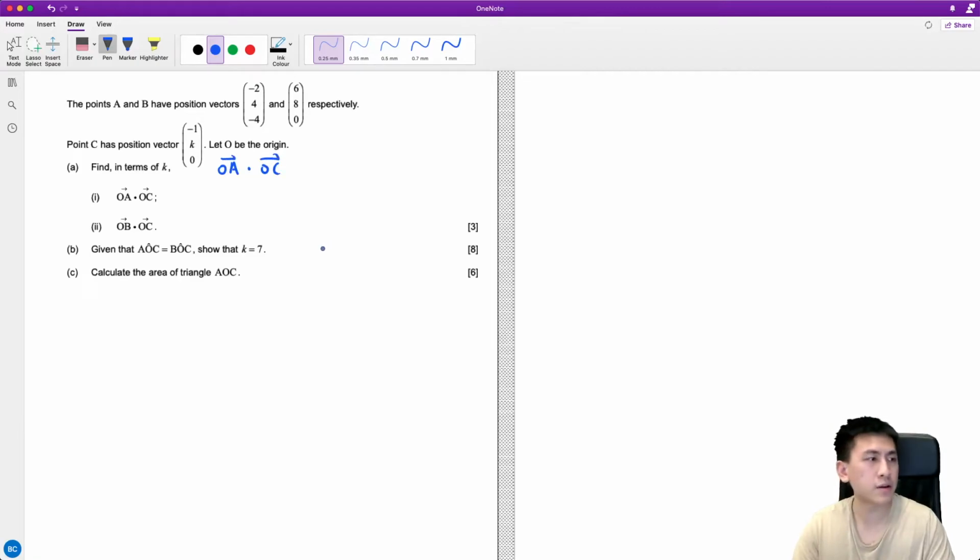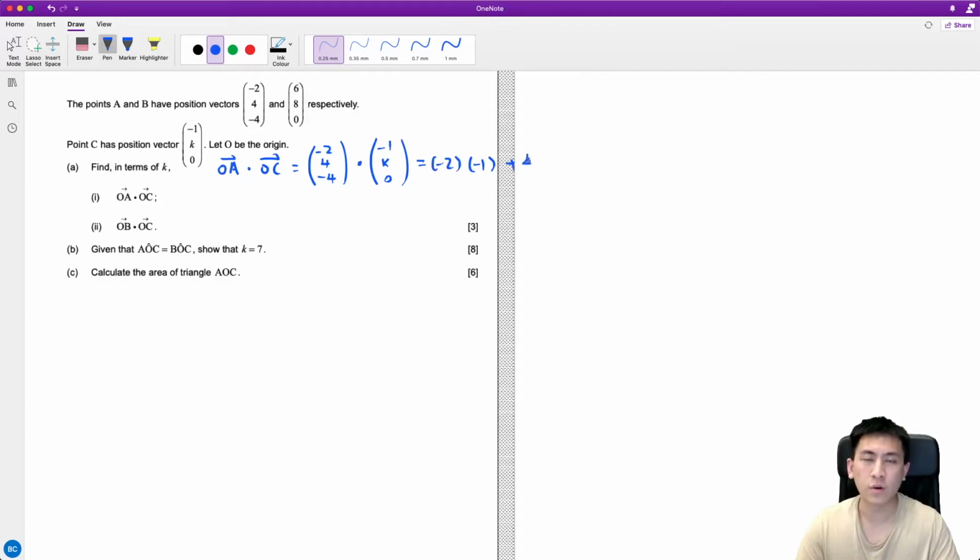I'm just going to save some space. I'll do it here. OA is going to be exactly that. These are position vectors. So that dot with OC, which is (-1, k, 0). Well, then that is really just that times that plus that times that plus that times that, right? So -2 times -1 is 2, plus 4k, plus -4 times 0, which equals basically 2 plus 4k, right?